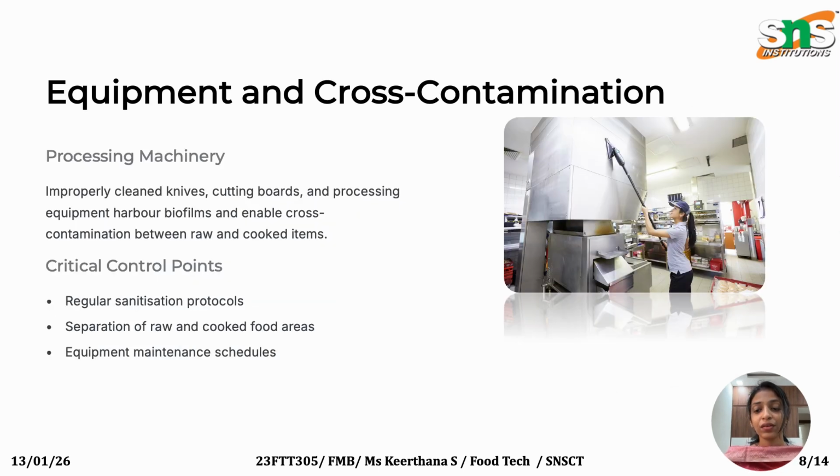And then we have equipment cross contamination. It's important that we process the machinery properly, thereby ensuring the critical control limits are maintained. So regular sanitation protocols should be followed. Separation of raw and cooked foods is important, and equipment should be maintained, and the maintenance schedule should be followed frequently to avoid cross contamination in the case of equipment.